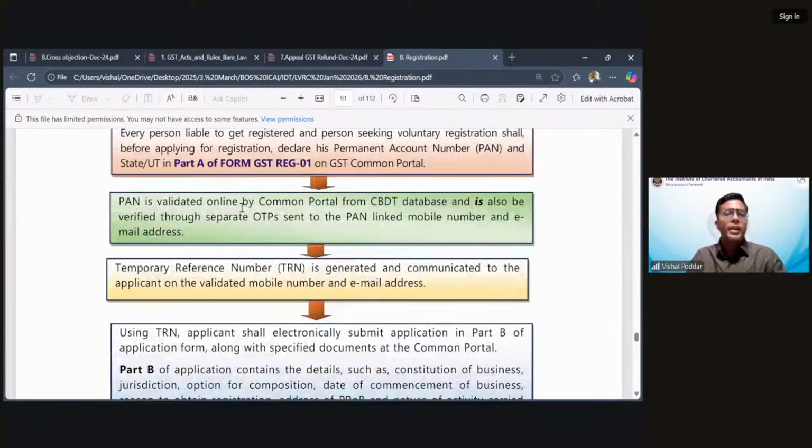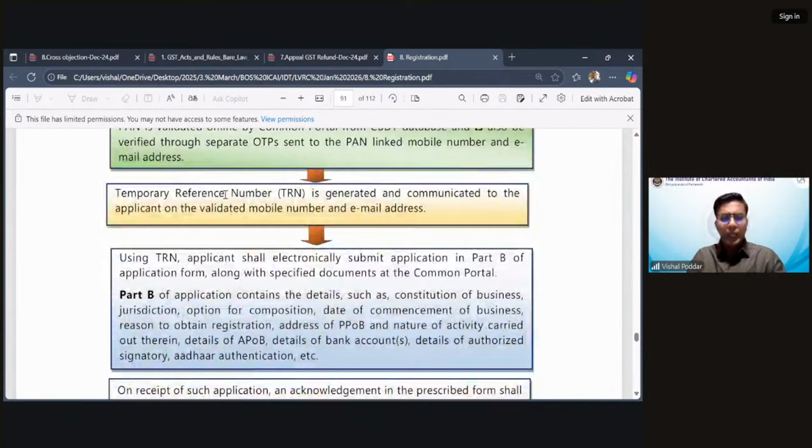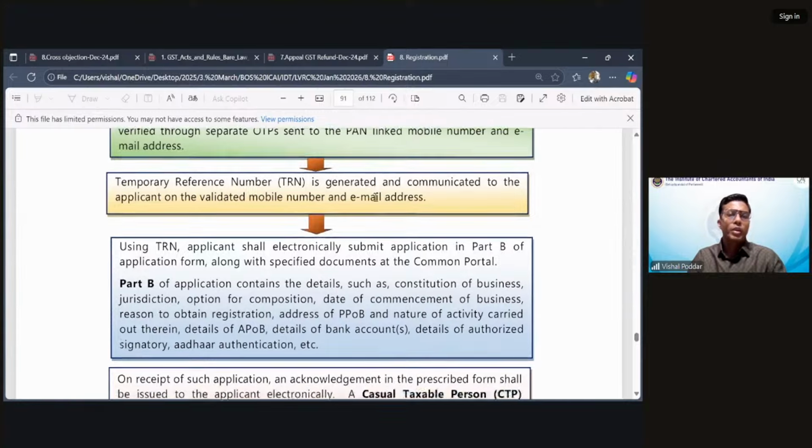Then PAN validation is done. Once you give these common details, you fill in your PAN number, and the GST portal connects to the CBDT portal to check whether whatever you have given as your PAN number is linked with the specific mobile and email address. That linking is done by sending OTP, and a temporary reference number is generated. This reference number will be used by you in all your future communications until you are fully registered.